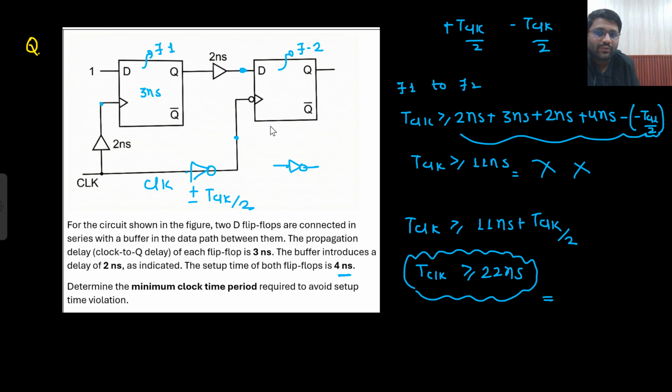Surely in future this kind of question is coming in your examination hall. Surely it is coming. This will be negatively triggered for sure. So what you need to do is take this bubble outside, and you will say that, sir, it is giving a delay of plus minus T clock by 2. So here I need to subtract the minimum value. So the minimum delay would be minus T clock by 2, and that minus T clock by 2 you will put here. Is that understandable to you?